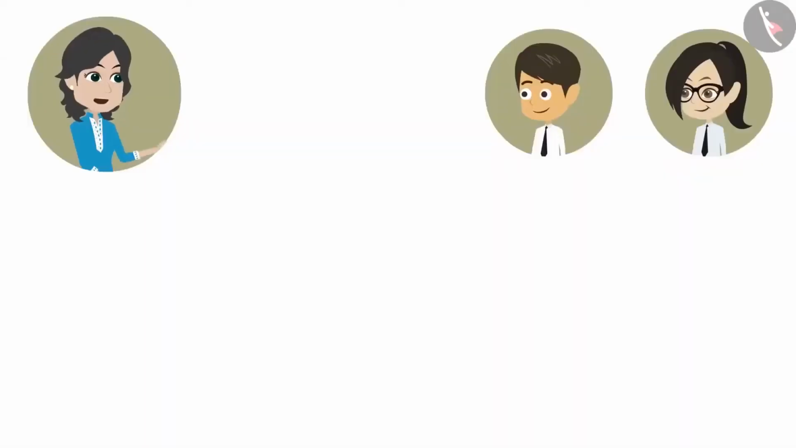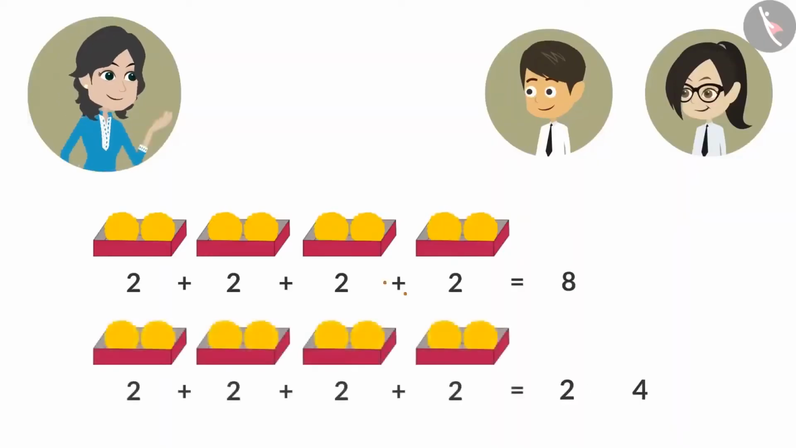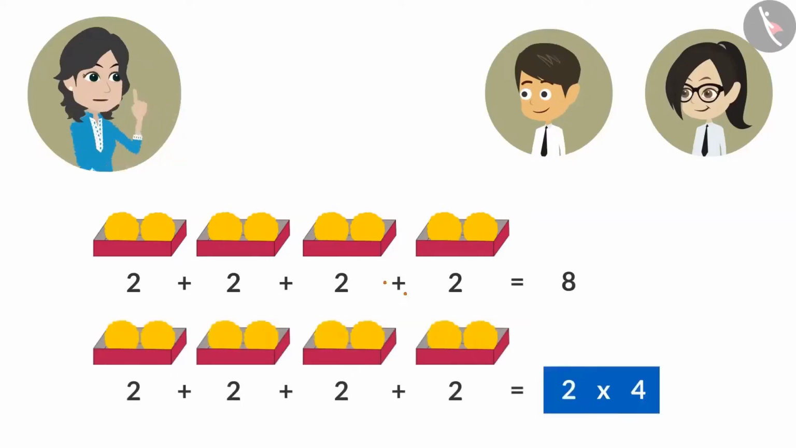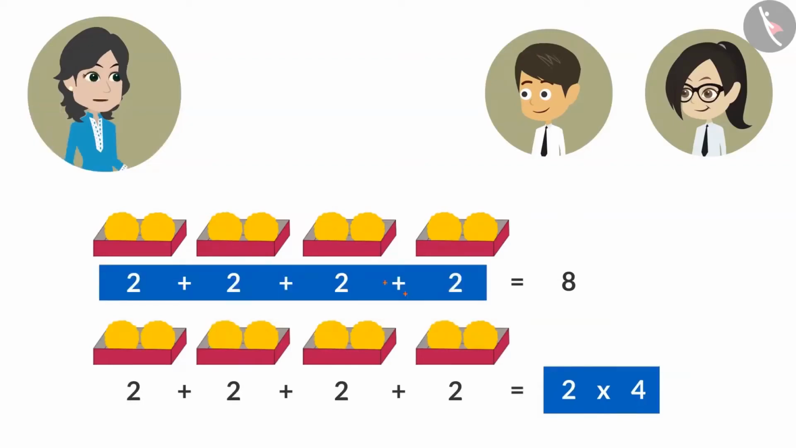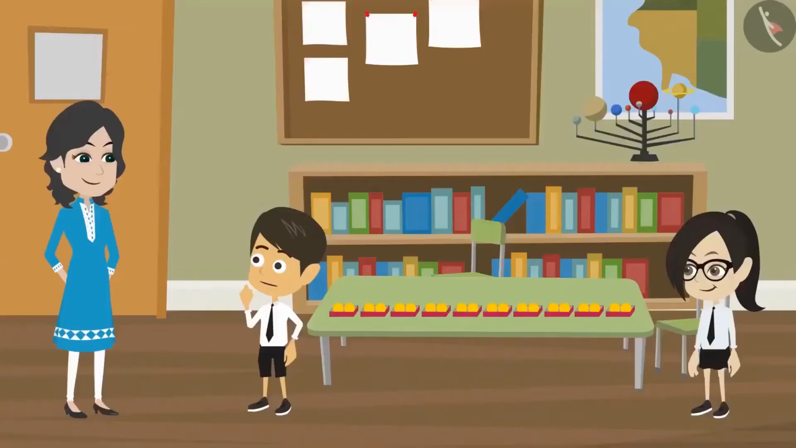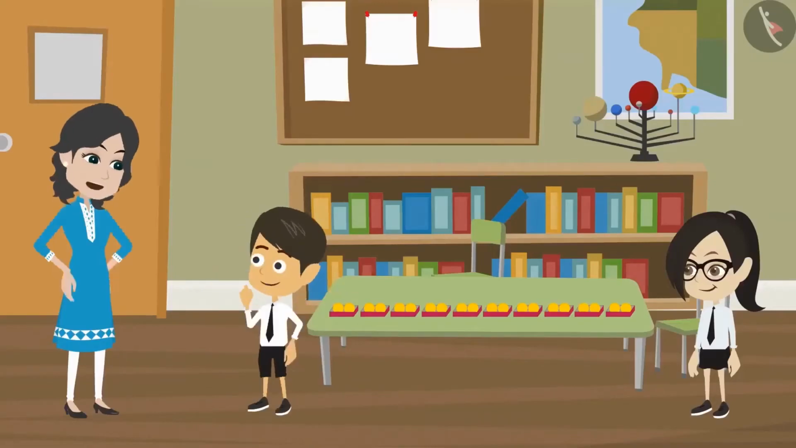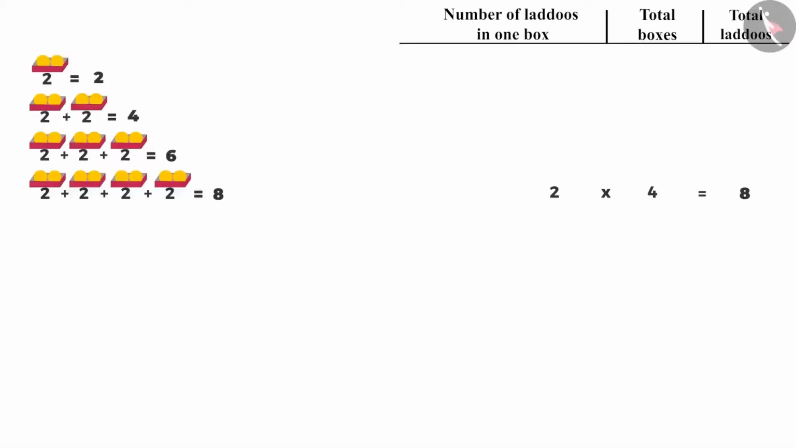See Vandana, to know the number of laddus in 4 boxes, you have added 2 4 times. Instead of this, you can multiply 2 by 4. Multiplying 2 4 times means adding 2 4 times. That is why both answers are the same, which is 8. That means if you multiply 2 by 10, will the answer be the same if you add 2 10 times? Yes, Riyansh. In the same way, you can convert the above additions into multiplication.